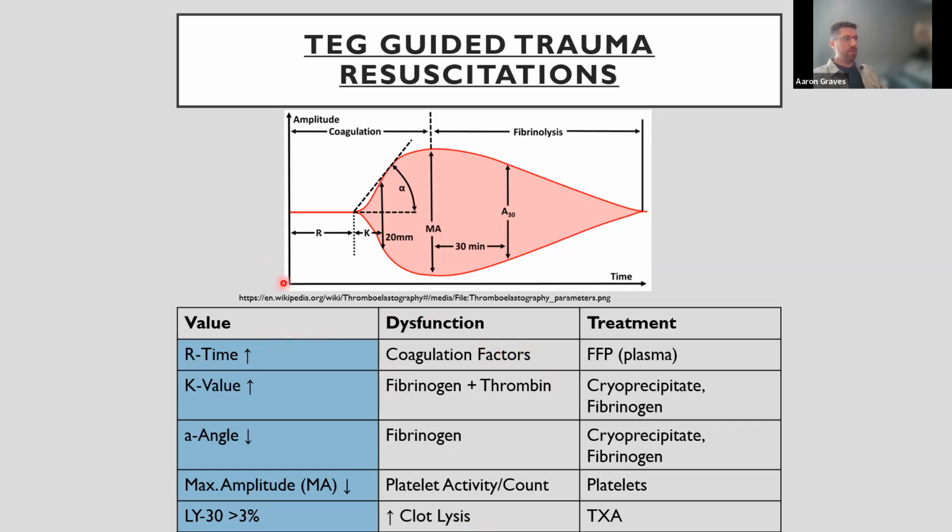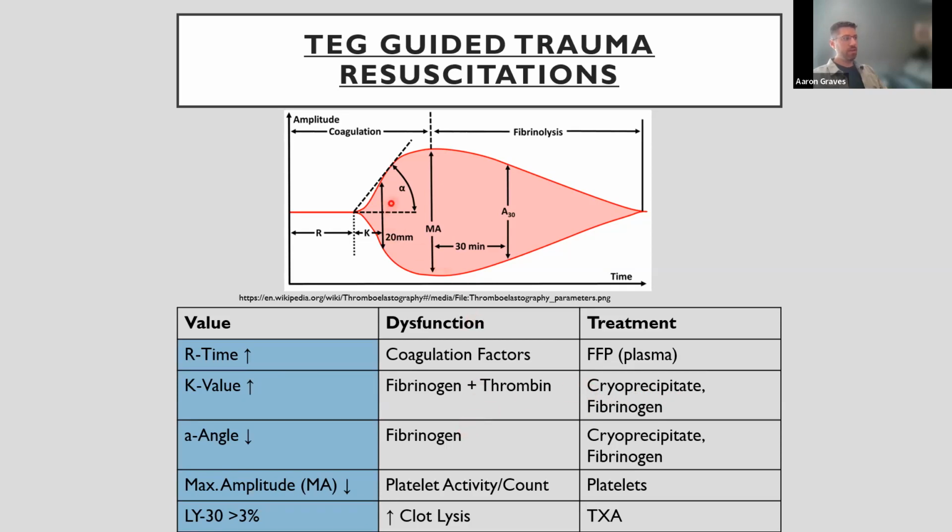That's to say, if we have a prolonged R time, we have dysfunctional or insufficient coagulation factors, and the patient is going to require FFP infusion to make up for the lack or loss of coagulation factors. Similarly, if you have a prolonged K time, this is associated with dysfunctional fibrinogen, or thrombin rather, meaning the treatment will be addition of fibrinogen or cryoprecipitate.